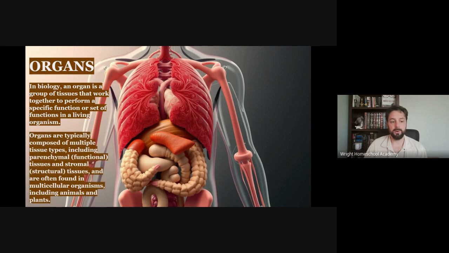Organs are typically composed of multiple tissue types, including parenchymal, that just means functional, so the tissues that are actually performing the function, doing the thing, and stromal tissues. These are the structural tissues, so they make up the shape and space of the organ so that it can do its thing. And they're often found in multicellular organisms, including animals and plants. Of course, in this course, we'll only be covering human anatomy. Humans are multicellular organisms. We're made up of many, many cells.